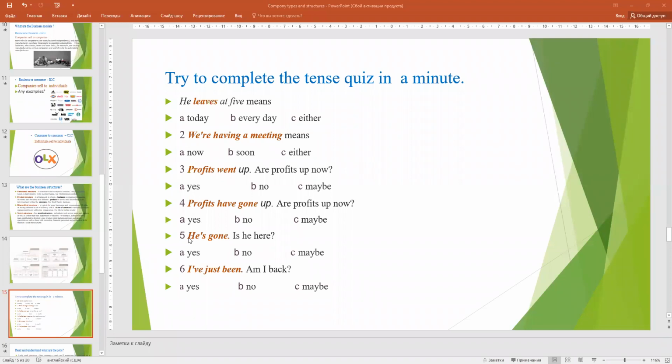And what about the fifth one? He's gone. Is he here? No, B. He already has gone, yes. And I've just been. Am I back? Maybe. Do you know the difference between have gone to and has gone to? What is the difference between have gone to and have been to?